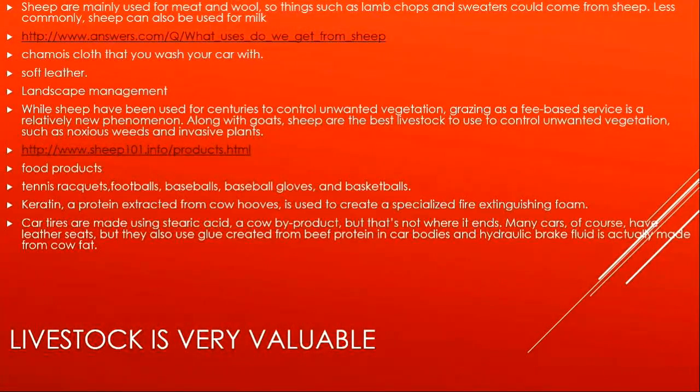It's harder for you to read, but I'm going to read it for you. This is just a few things dealing with the different uses of animals, all right? So it says sheep are mainly used for meat. Yeah, you get meat, but what else? Wool. So things such as lamb chops and sweaters could come from sheep. Less commonly, sheep can also be used for milk. So from that sheep, you can get those particular things, which is very valuable, all right? Those things are money. It's worth something.